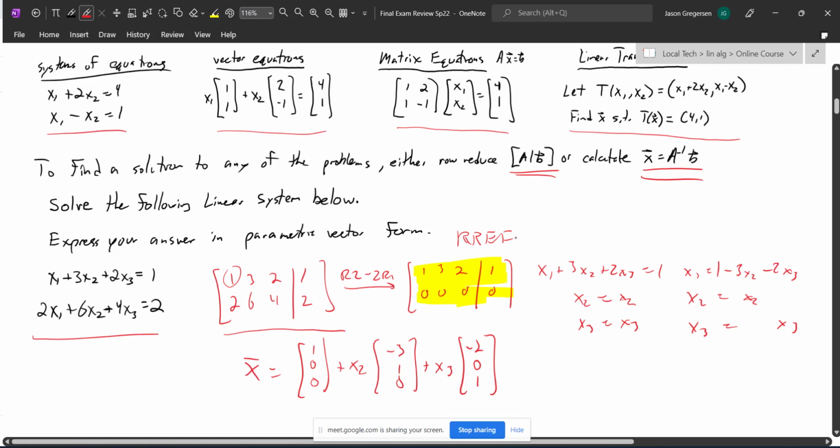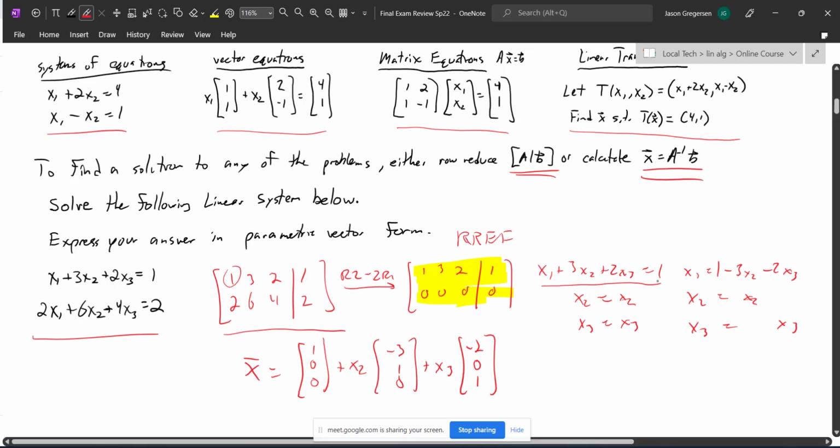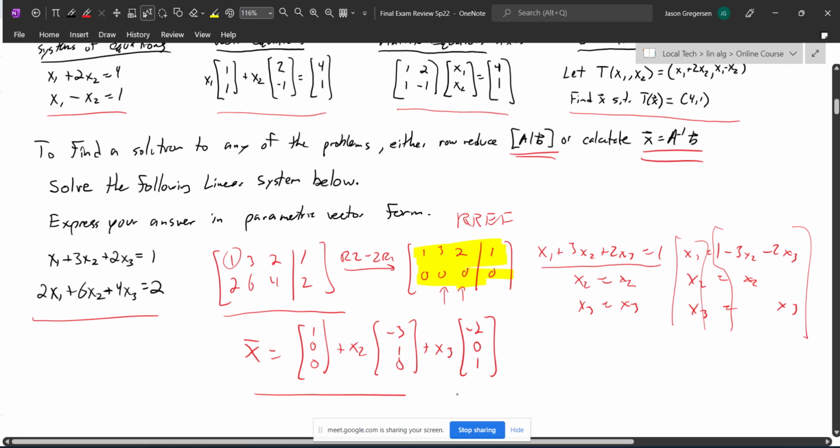I write out the equation associated with the first row. That is this guy right here. And then because there's no pivot in the second column, I know x2 is a free variable. Because there's no pivot in the third column, I know that x3 is a free variable. From there, I solve my equations for the leading values. I'm basically going to think of this like a matrix or a vector. And from there, I'll break it up into 3 different vectors, one for my constant values, one for my x2 values, one for my x3 values, and here is my solution in parametric vector form.